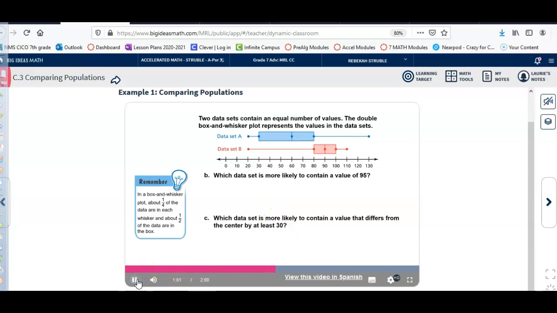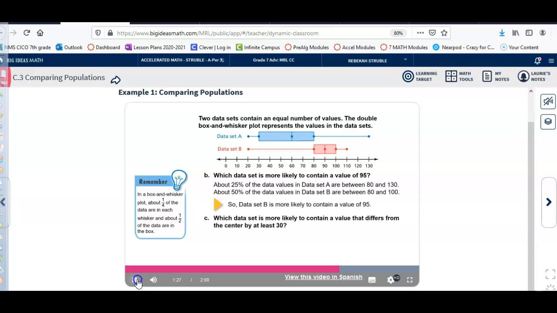Remember, in a box and whisker plot, about 1/4 of the data are in each whisker, and about 1/2 of the data are in the box. So, about 25% of the data values in dataset A are between 80 and 130. About 50% of the data values in dataset B are between 80 and 100. So, dataset B is more likely to contain a value of 95.